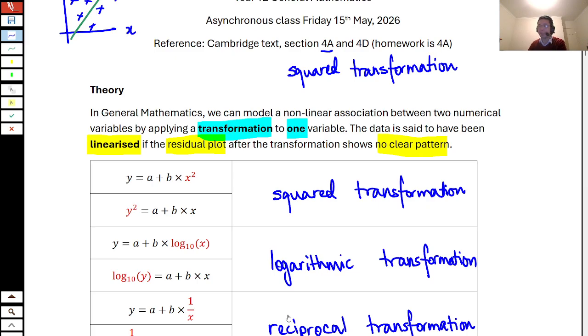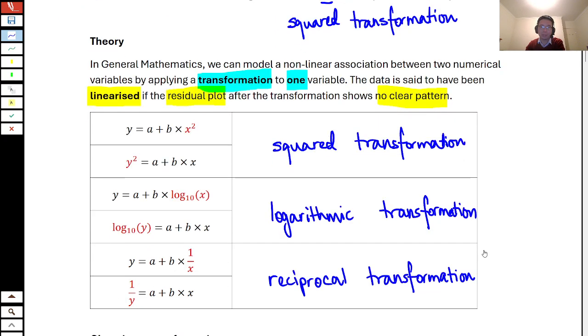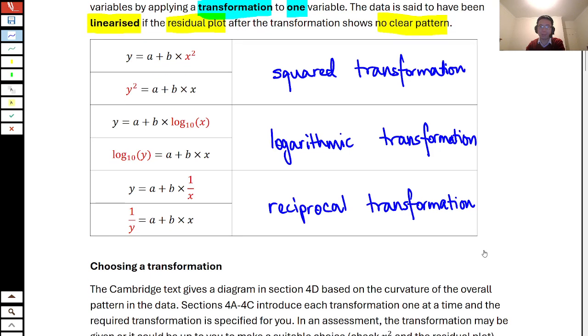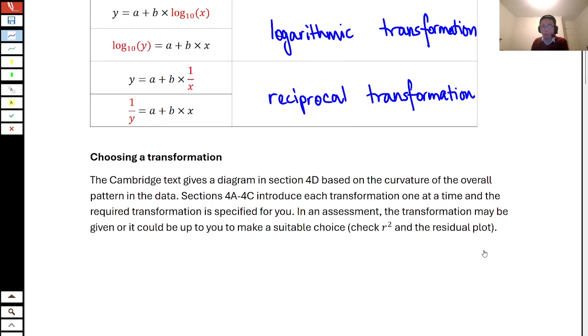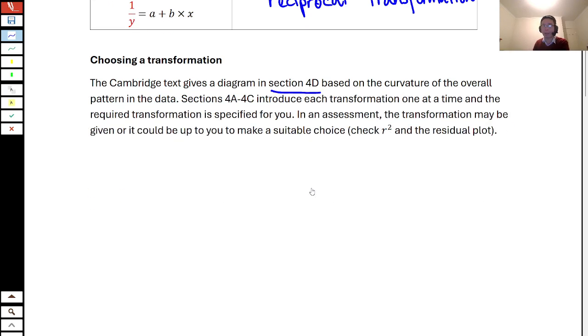Now, you might be asking at this point, which transformation should I pick? It's not immediately obvious, and in general maths, we don't really study nonlinear relationships in the same way that we do in other courses like maths methods. So, while this video is focused on section 4A, I want to very, very briefly just jump to the first page of 4D, and you'll see that in that section, the authors give a diagram which they call the circle of transformations.